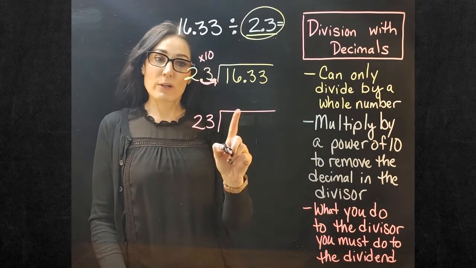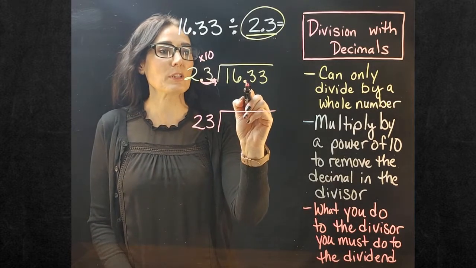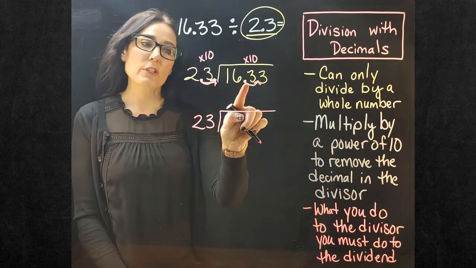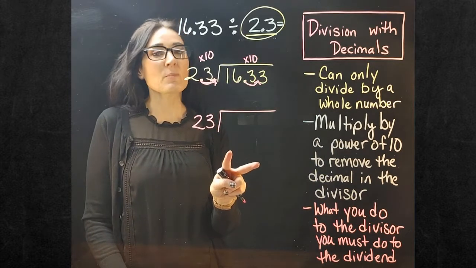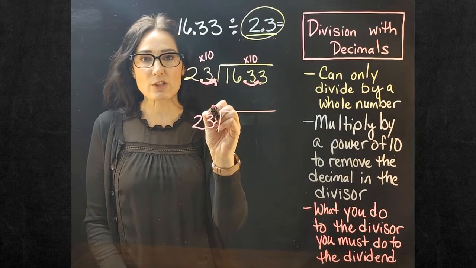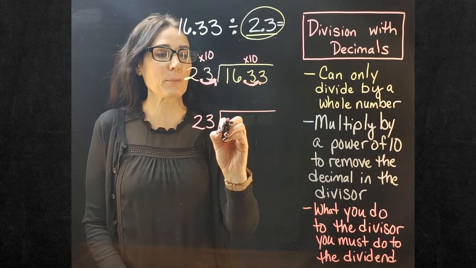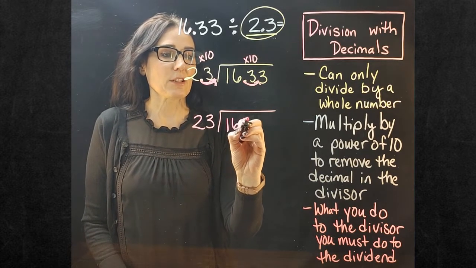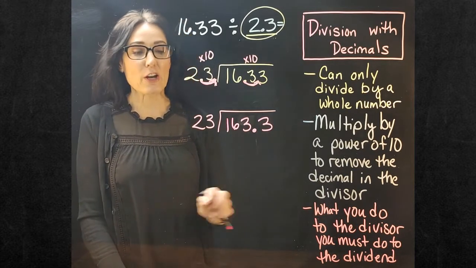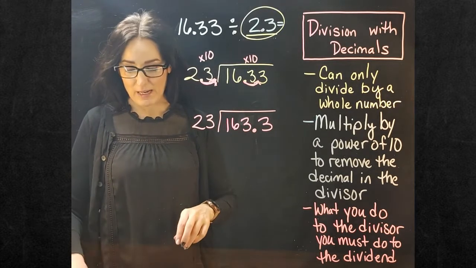All right, now what we do to the divisor, we have to do to our dividend. So I'm also going to move that one place, multiply it times 10. Now, even though this has two decimals, you still only move it once, because what you do to your divisor is the same thing you do to your dividend. So now I'm going to rewrite that number, 163 and 3/10. Notice I'm going to keep that decimal there. You are allowed to have a decimal in the dividend, okay?